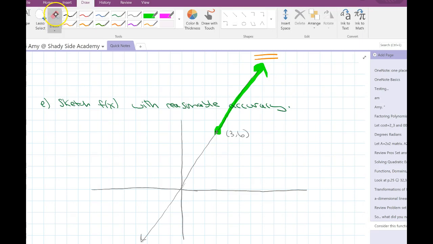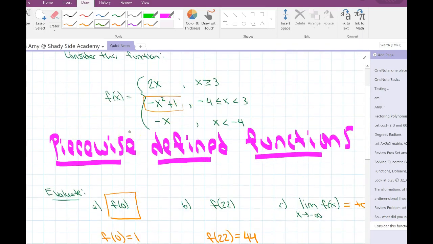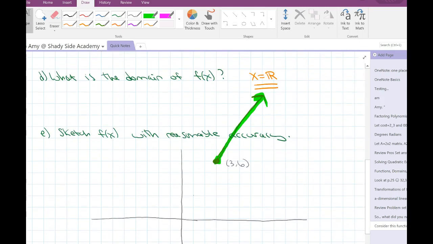Take my eraser now and erase that part. And what's important, I'm going to make sure this point right there is a filled in circle, a filled in circle. All right, let's graph the rest of f of x. Let's see, the second part was negative x squared plus 1. Okay, this is going to be the parabola y equals x squared, reflected over the x-axis, moved up 1. All right, I'm going to do that now.